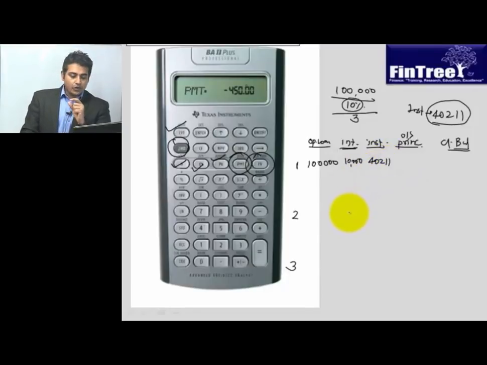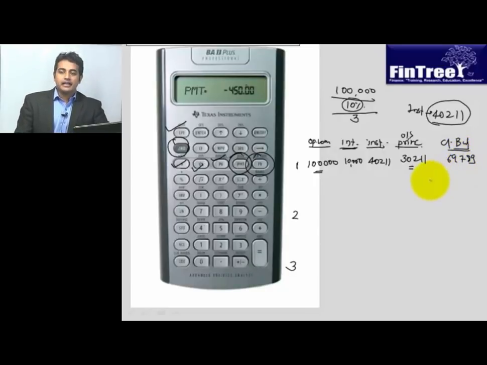But if I paid that extra 30211, why did I pay that extra amount? I have paid that amount towards the repayment of principal. So how much amount did I pay? 30211. So my opening principal was 1 lakh rupee. I have repaid 30211. How much is the closing principal now? 69,789. So my closing principal at the end of year 1 is 69789.